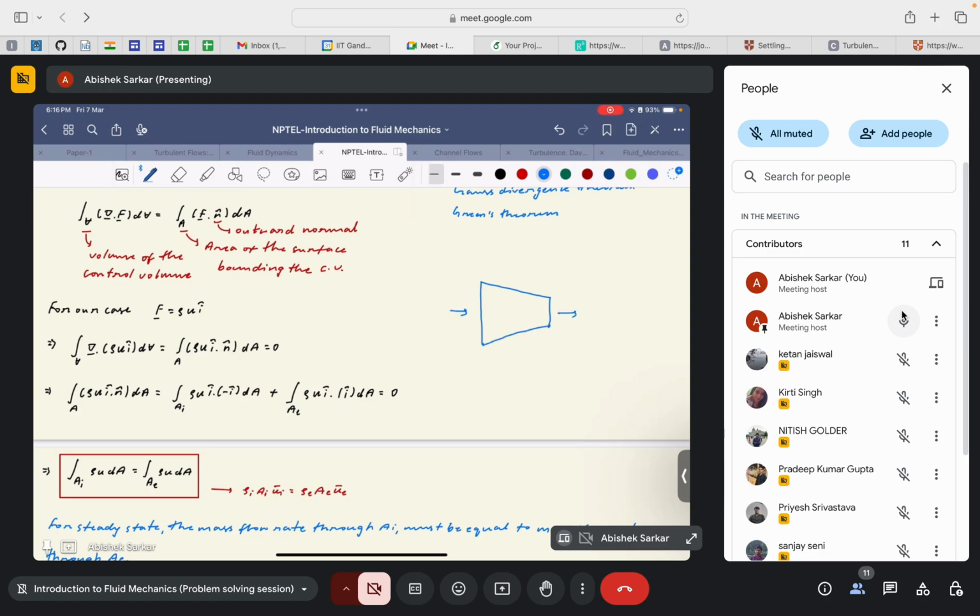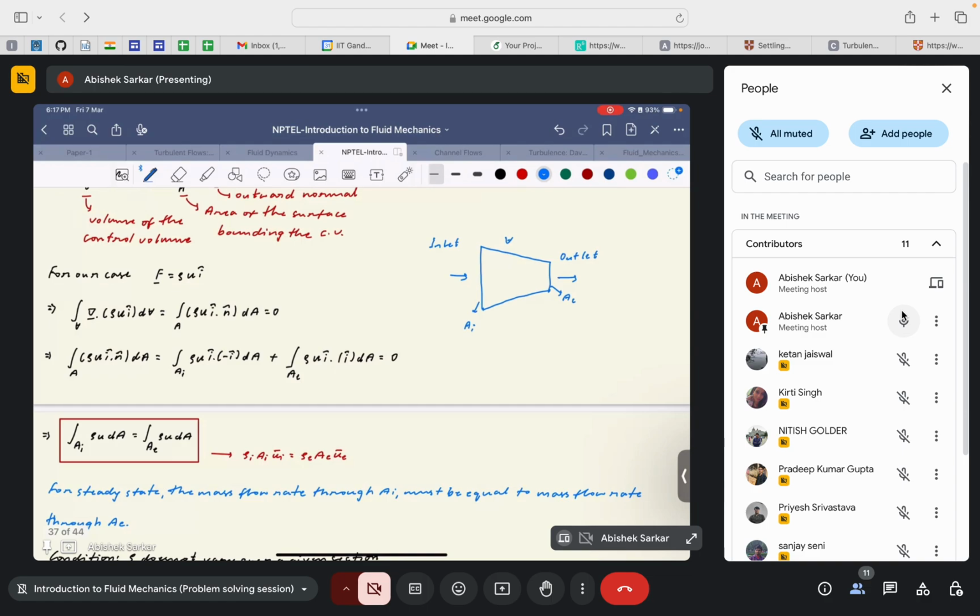Something like this. I forgot the diagram specifically. It was a very simple 1D flow. So in this case, this is the inlet and this is the outlet, and say the volume of this particular shape would be V, and the area at the inlet would be AI and at the outlet would be AE. AI corresponds to the inlet area and AE corresponds to the outlet area.